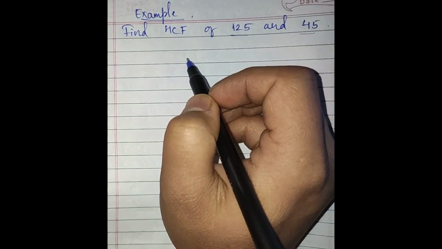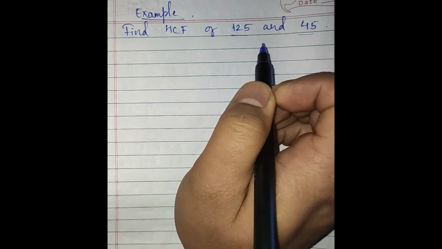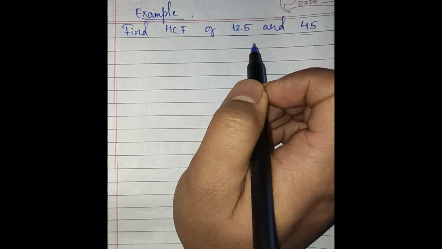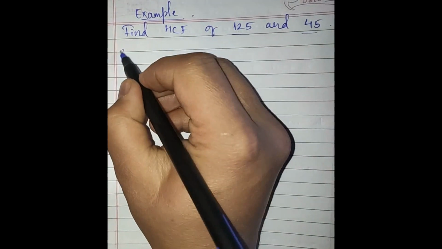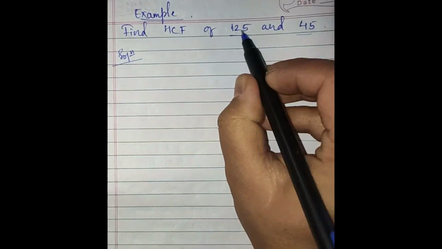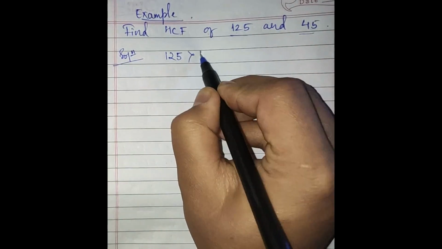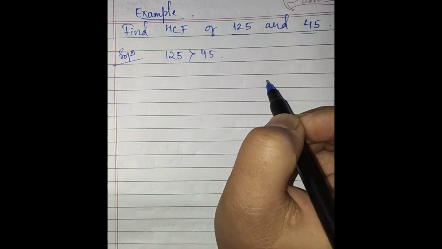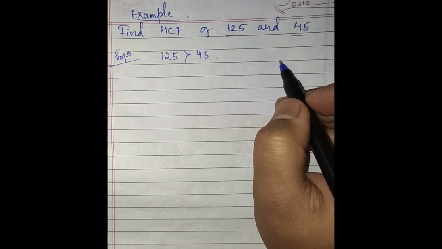In your exercise 1.1, you are going to find this type of problem. So have a better look so that you will feel it is easy to solve. Before solving this, we have to look at which number is greater. 125 is greater than 45 here. So here we should follow the divisibility method to find the HCF.